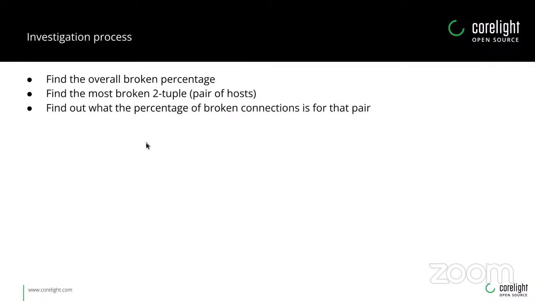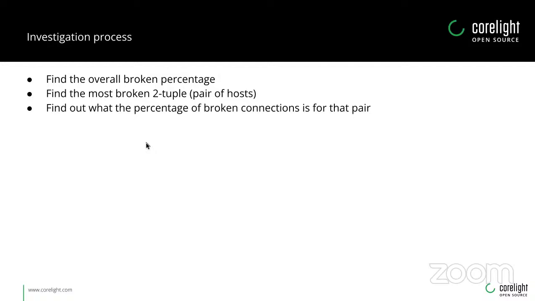So if you do have connections that are the kind of SAD or HAD connections, this is the process that I've come up with to figure out what exactly is broken and how we might fix it. It's primarily a 3-step process, starting with find the overall broken percentage. Then inside of that, find whatever the most broken thing is.